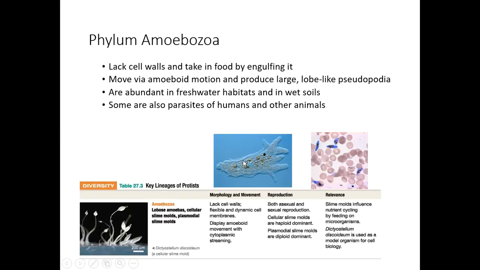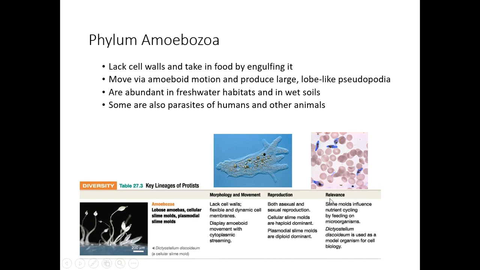So let's look at phylum Amoebozoa, or amoebas. These amoebas lack a cell wall. They feed by engulfing. They move by that amoeboid movement we talked about with those pseudopodia. So what's included in this phylum? We've got lobose amoebae, cellular slime molds, and plasmodial slime molds. So really kind of interesting.